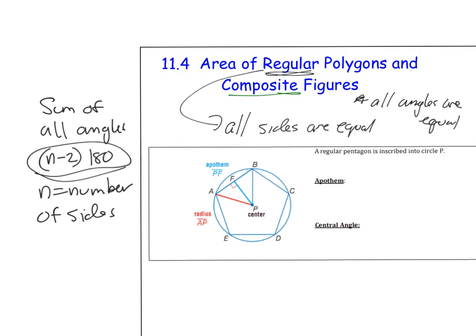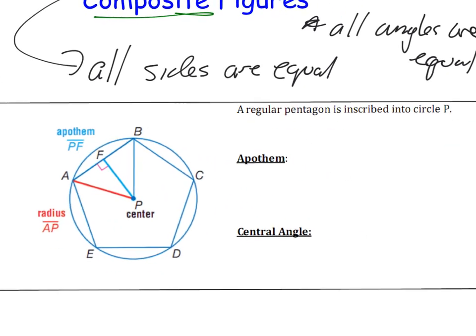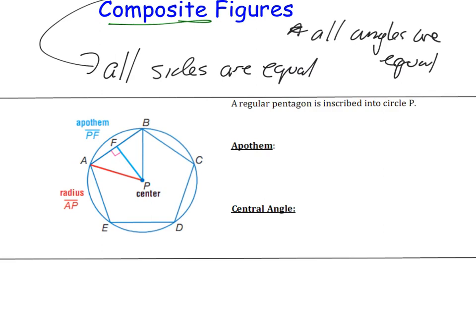Regular means all sides are equal, all angles are equal. So they have a regular pentagon here. It's inscribed, meaning it's on the inside of the circle. PF is going to be my apothem right there. PA is considered a radius. I'm going to the middle of one side and creating a right triangle. That's going to be my apothem.